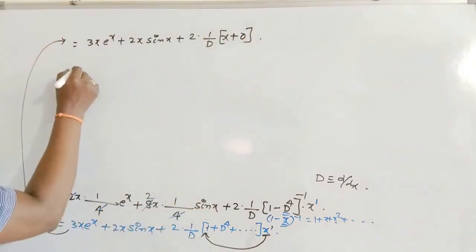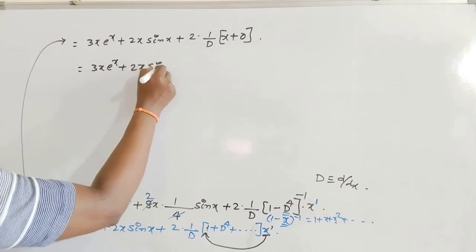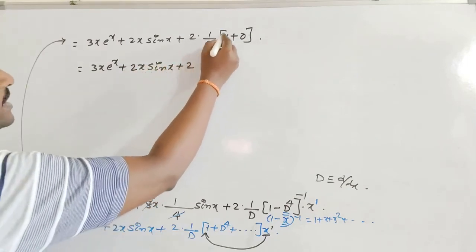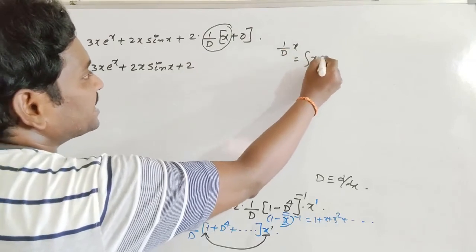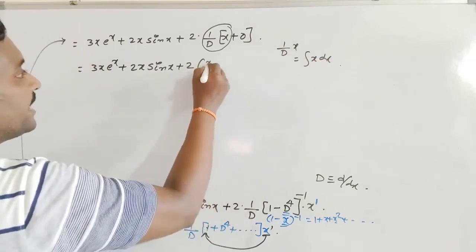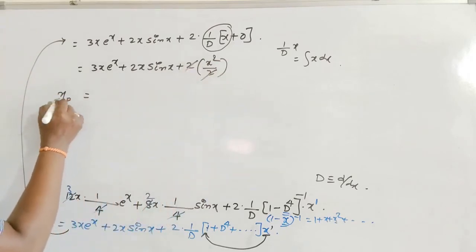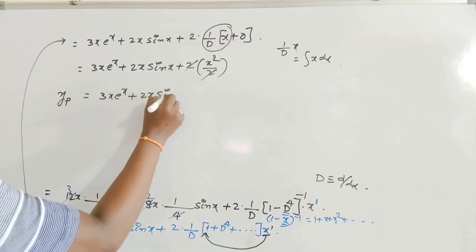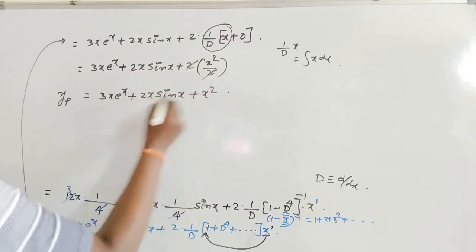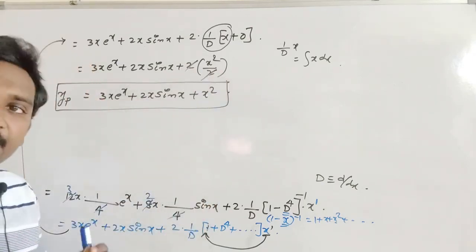Still D is not eliminated here. 3x e power x plus 2x sin x plus 2 into, what is 1 by D of x? 1 by D is nothing but integration, x dx. It would be x square by 2. Okay, 2 getting cancelled. So finally yp is equal to 3x e power x plus 2x sin x plus x square. Okay, D is eliminated completely. So the simplification of yp is over.